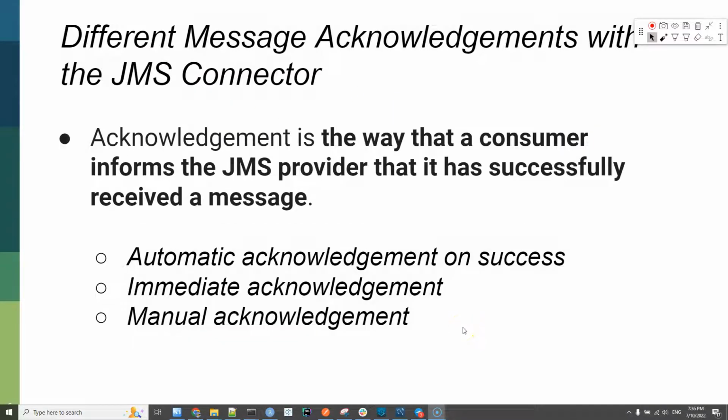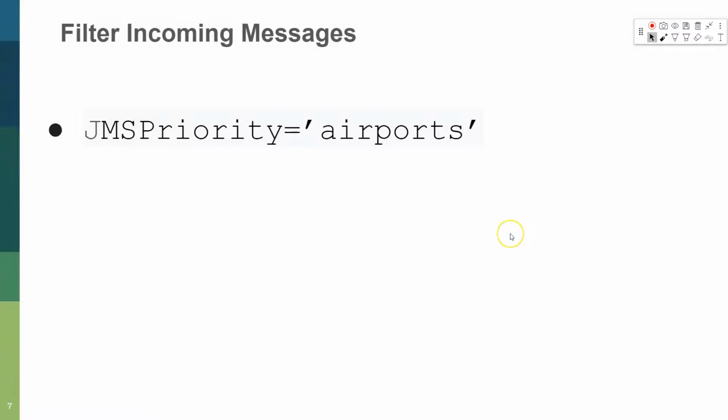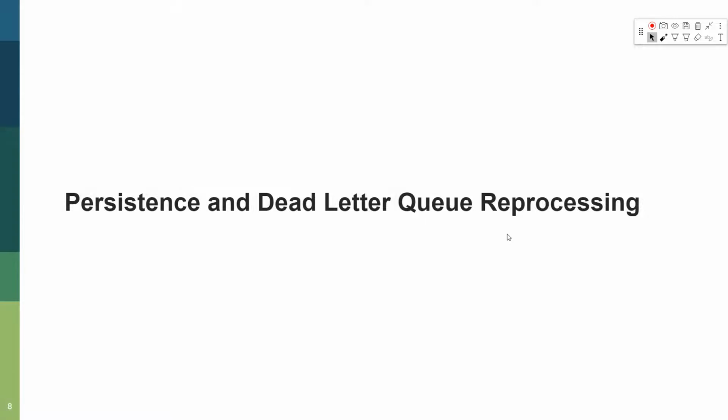That's all for this video tutorial. In the next one, we are going to see the different acknowledgement types: automatic acknowledgement, immediate acknowledgement, and manual acknowledgement. And also we will see filtering incoming messages using JMS priority, and we will also discuss persistence and DLQ, or dead letter queue.